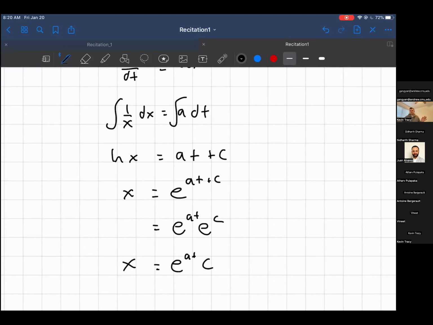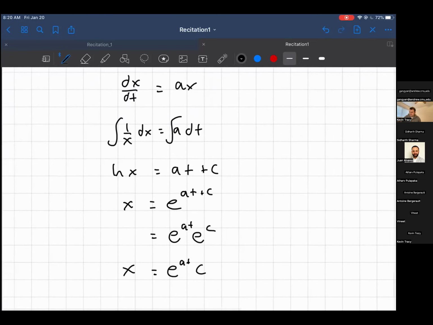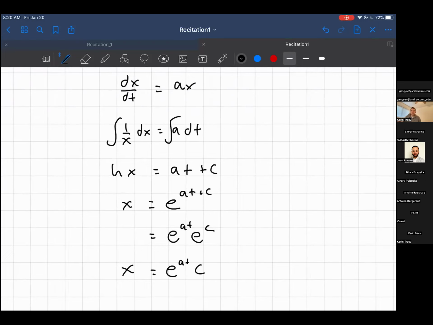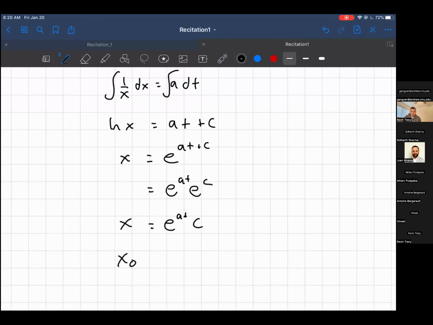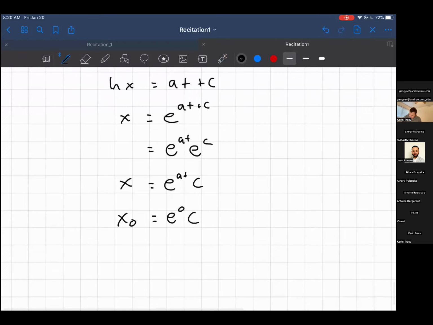Maybe you've seen this in an ODE class, maybe you haven't, but this is basically me saying that if I'm given x dot equals ax, I can solve this ODE. This is one of the few ODEs I can actually solve. I can solve this to get this right here, and it has one constant. And how do I determine that constant? It comes from the initial condition. Whatever my initial condition is, x naught equals e to the 0, since t is 0, times c. So that constant just ends up being my initial condition. So x equals e^(at) times x0.